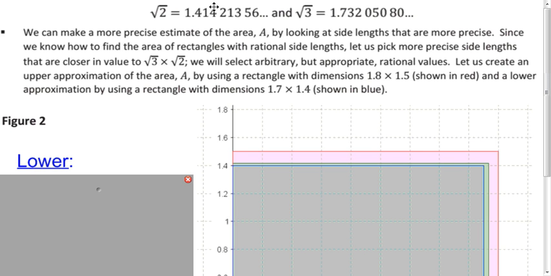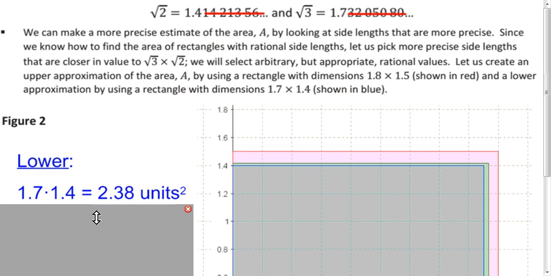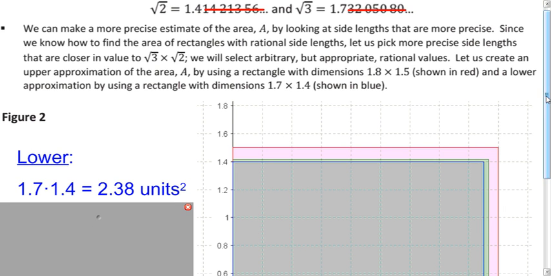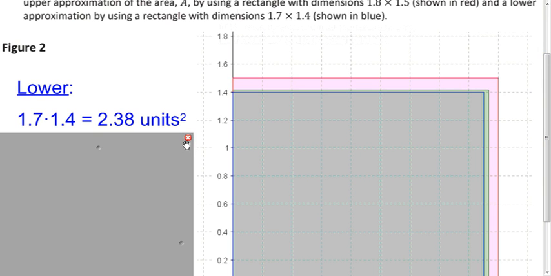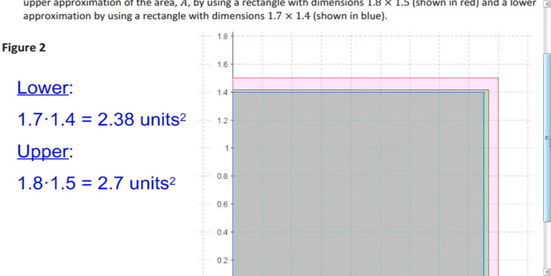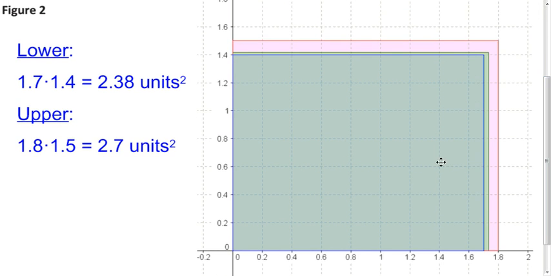So for the square root of 2, we would drop everything after that 4, and for the square root of 3, everything after the 7. So a lower approximation would be 1.4 times 1.7, 2.38 square units. And if we go the other direction, up, our upper approximations will be 1.5 and 1.8, which gives us 2.7 square units. And notice that these rectangles are closer to the rectangle we're trying to find the area of. And these are rational numbers, so we know that this process works.